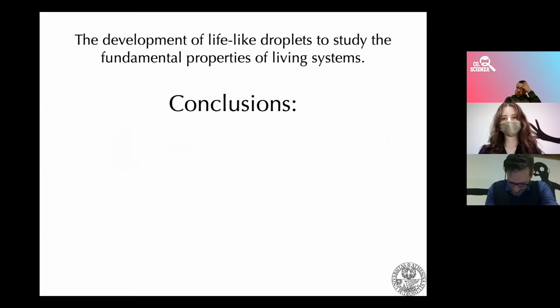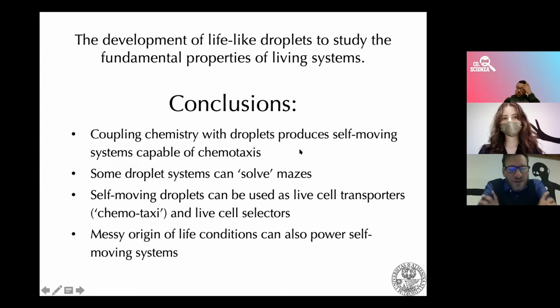Okay, so that's the end of the content for the talk. Let me just go through a few conclusions before we get to any questions. So what I wanted to show you today is using these droplets to do some fun and interesting things. When you couple chemistry with droplets, you can produce self-moving systems and some kind of artificial chemical chemotaxis, and you can make them do funny things like solve mazes. You could also use them for stuff like transporting cells around. My collaborator calls it a chemotaxi for these experiments. It could also be selective for living cells and their products. And also messy origin of life conditions could also power these kinds of systems.